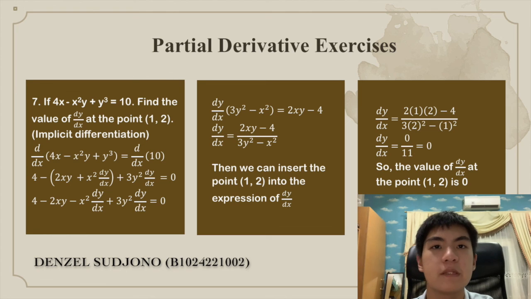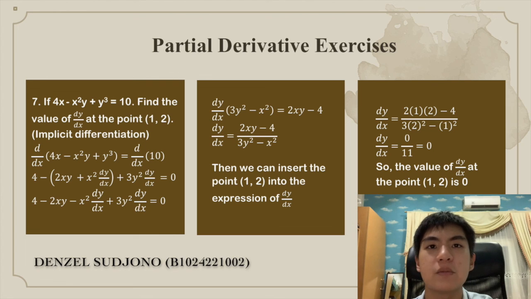After we complete the differentiation, we can isolate dy per dx by arranging the equation, which is dy per dx times 3y to the power of 2 minus x to the power of 2 equals 2xy minus 4. dy per dx equals 2xy minus 4 per 3y to the power of 2 minus x to the power of 2. Then we can insert the point 1 and 2 into the expression of dy per dx.